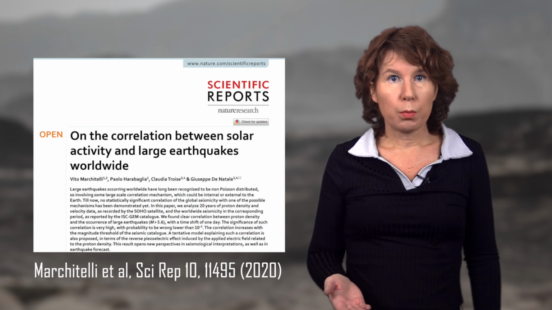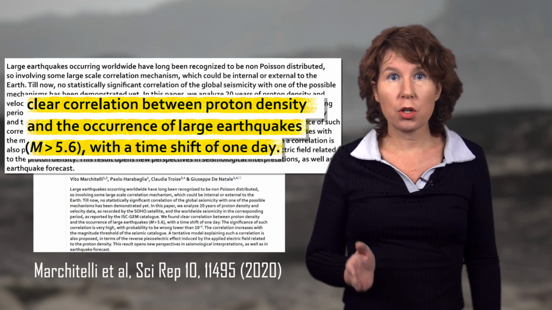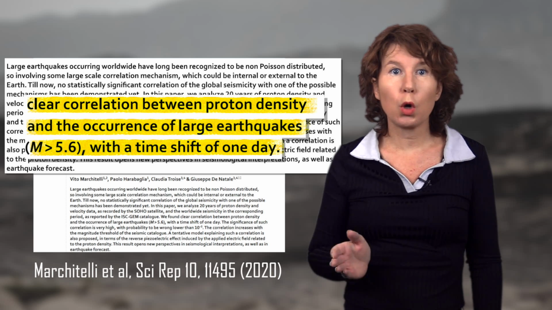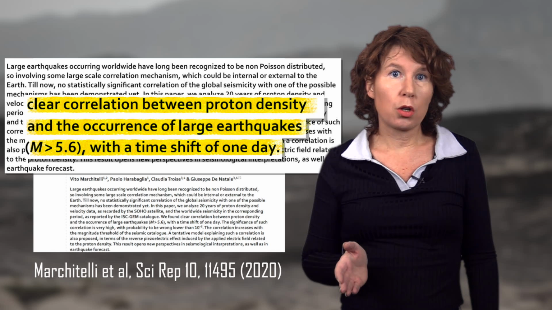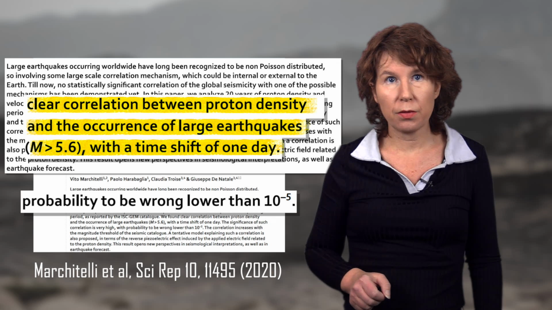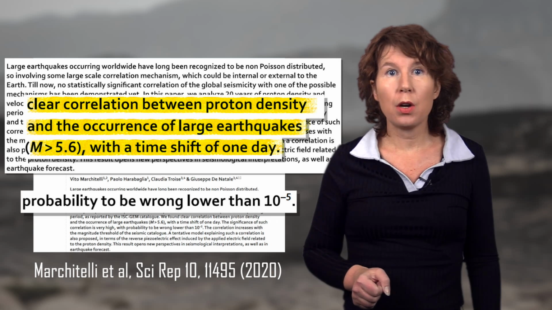They found that the proton density strongly correlates with the occurrence of large earthquakes of magnitude 5.6 and up, with a time shift of 1 day. The authors claim that the probability that the correlation is just coincidence is smaller than 10 to the minus 5, and the correlation increases with the magnitude of the earthquakes.